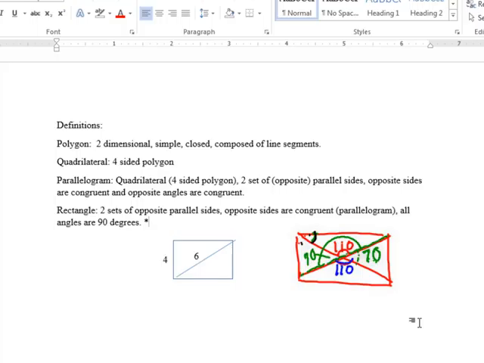But there is something you know for sure. What do you know about triangles? Think about the properties of triangles. All the inside angles add up to 180. Okay, all the inside angles add up to 180. Is there something you know for sure about this triangle, based on the fact that the diagonals bisect each other?